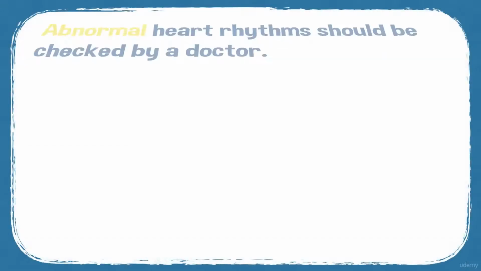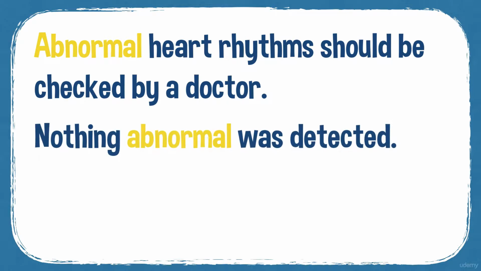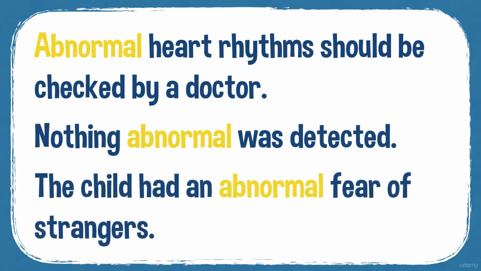Abnormal. Someone or something that is abnormal is unusual, especially in a way that is worrying for other people. Basically, abnormal means not normal, but in a slightly worrying way. So abnormal heart rhythms should be checked by a doctor. It's not normal and it's worrying as well. Nothing abnormal was detected. The child had an abnormal fear of strangers.